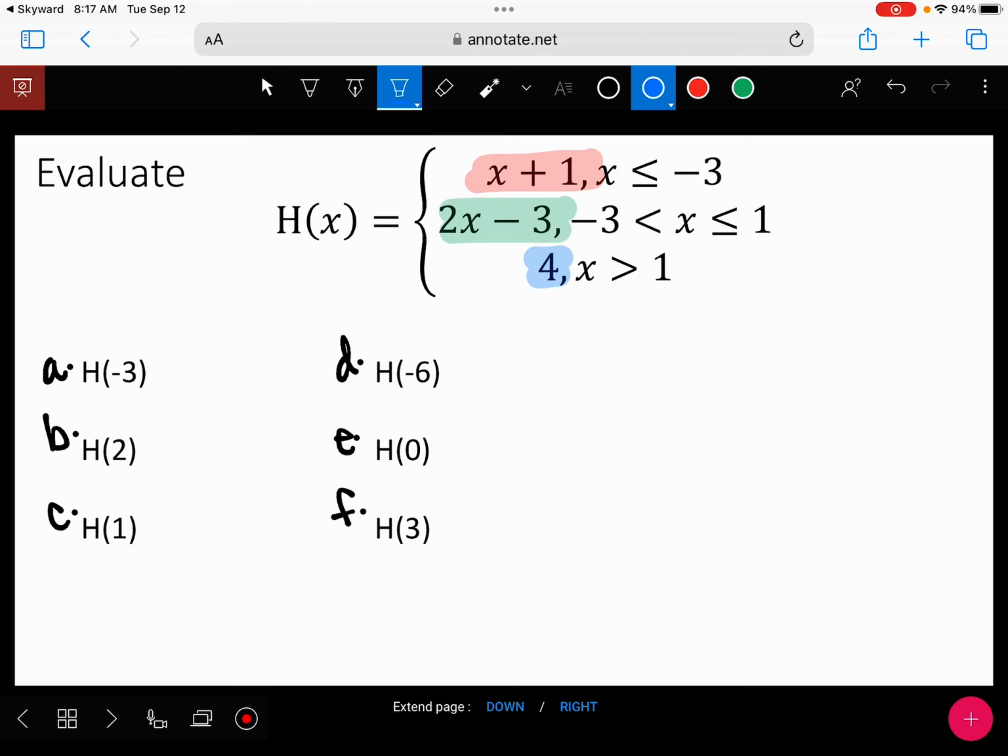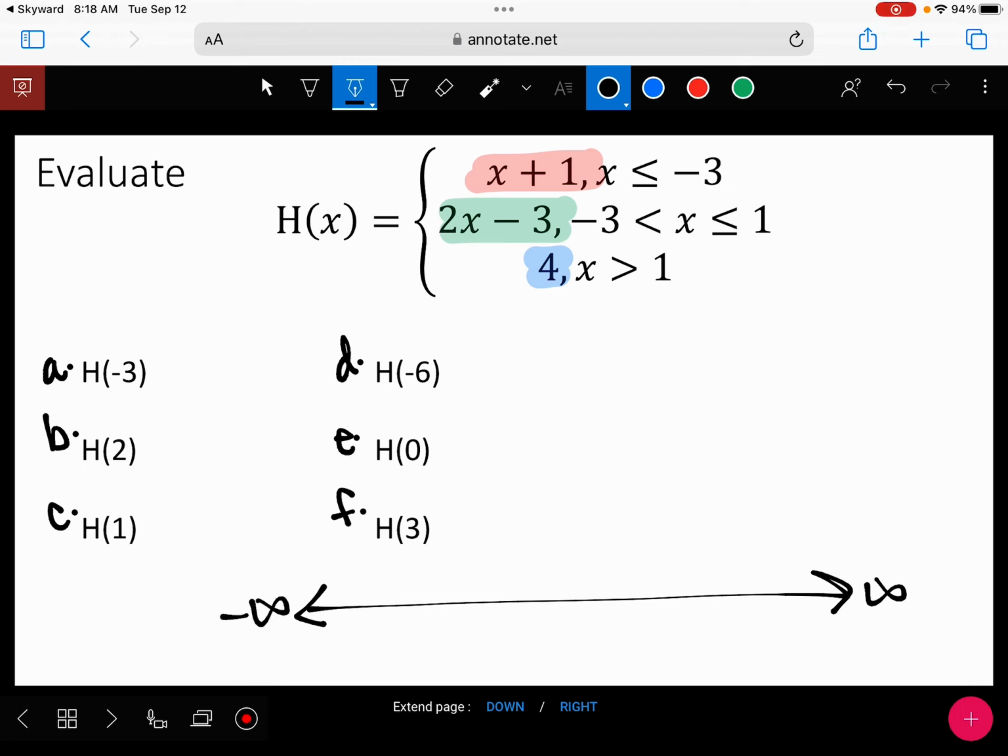Okay, so we're not graphing it, we're just trying to evaluate it. But what we have to do is figure out which function we're using. So we have our domain, negative infinity to positive infinity. But we're breaking that domain into three pieces. My first one is at negative three. If you have a number between negative infinity and negative three, we're going to use the function x plus one. If the number falls between negative three and positive one, then we use our green function, 2x minus 3. And if it's greater than one, then the answer is just 4.